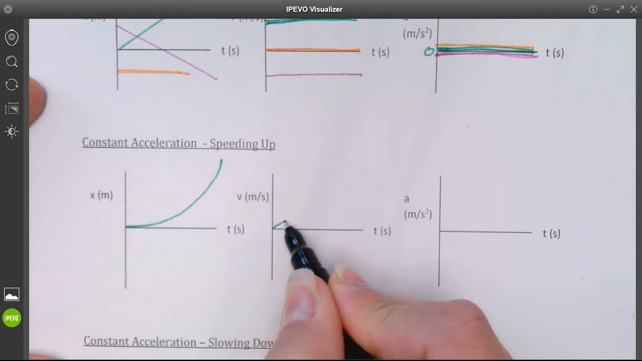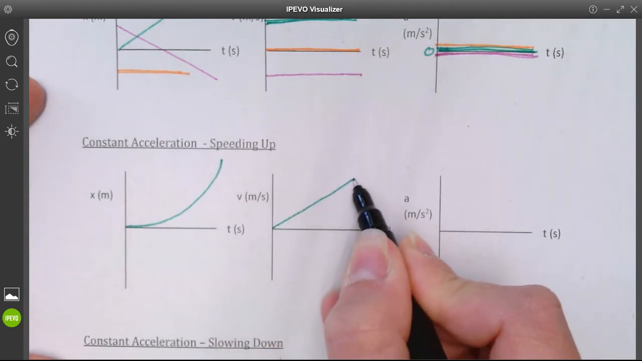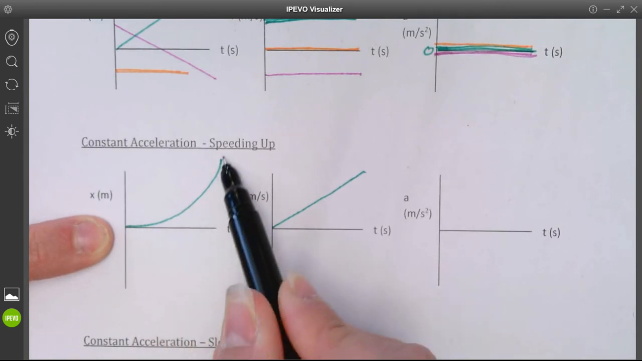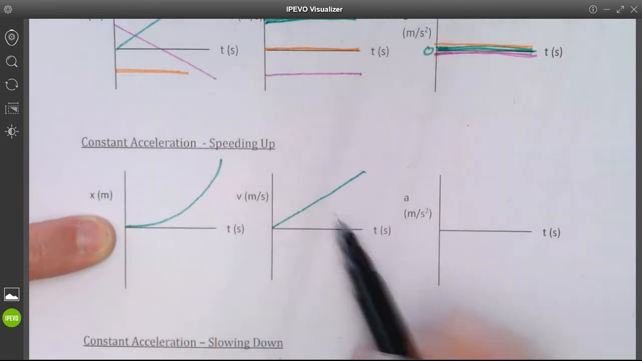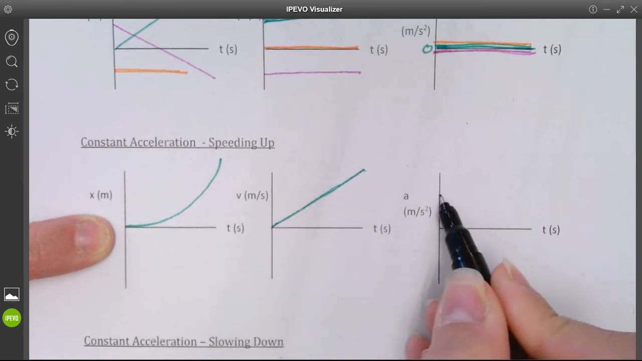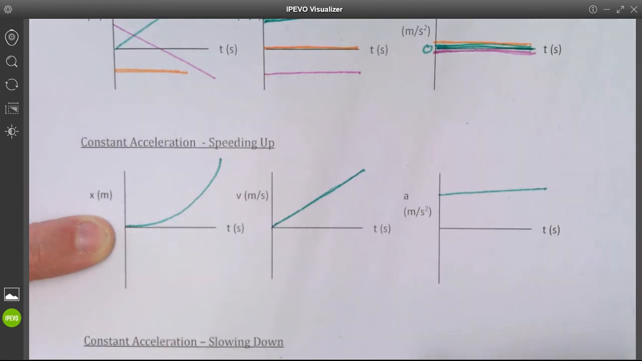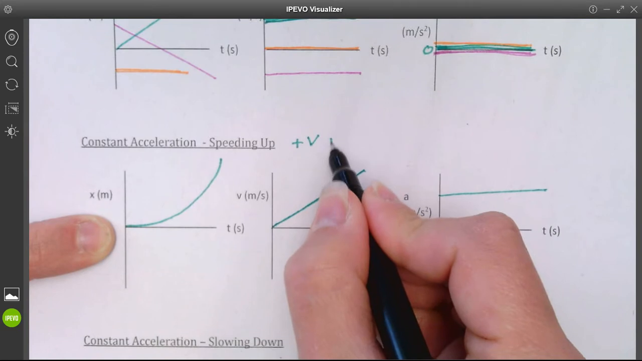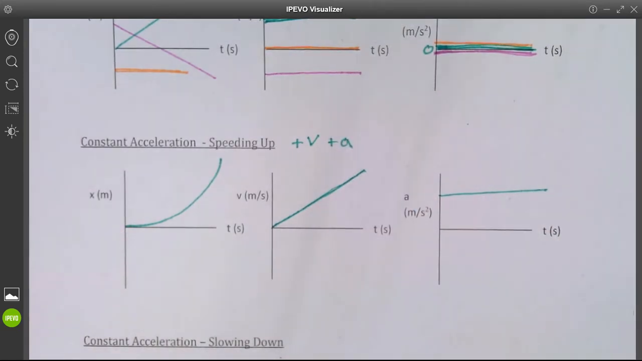And so I will have a nice linear line. My velocity, it is increasing. And I also drew my velocity as positive because we're headed in the positive direction right here. Okay, and since my acceleration has this nice positive slope linear line, that means my acceleration is also positive. So I've got a positive velocity and we see my acceleration is positive.